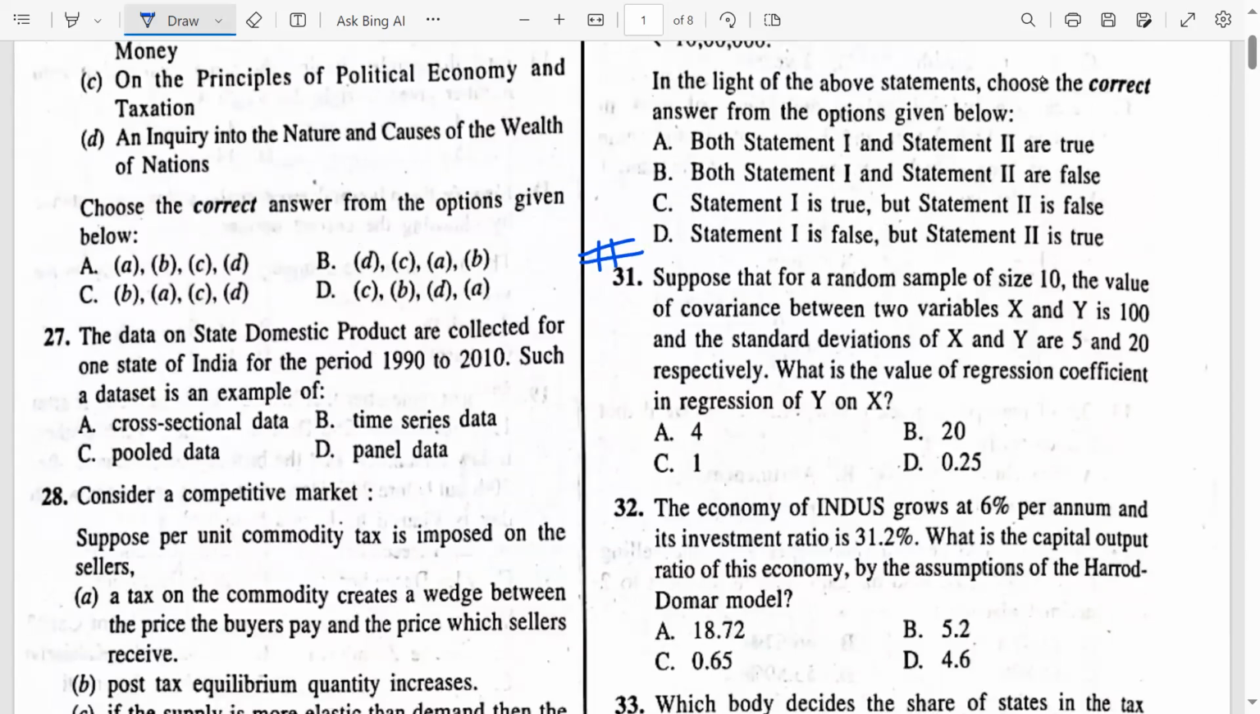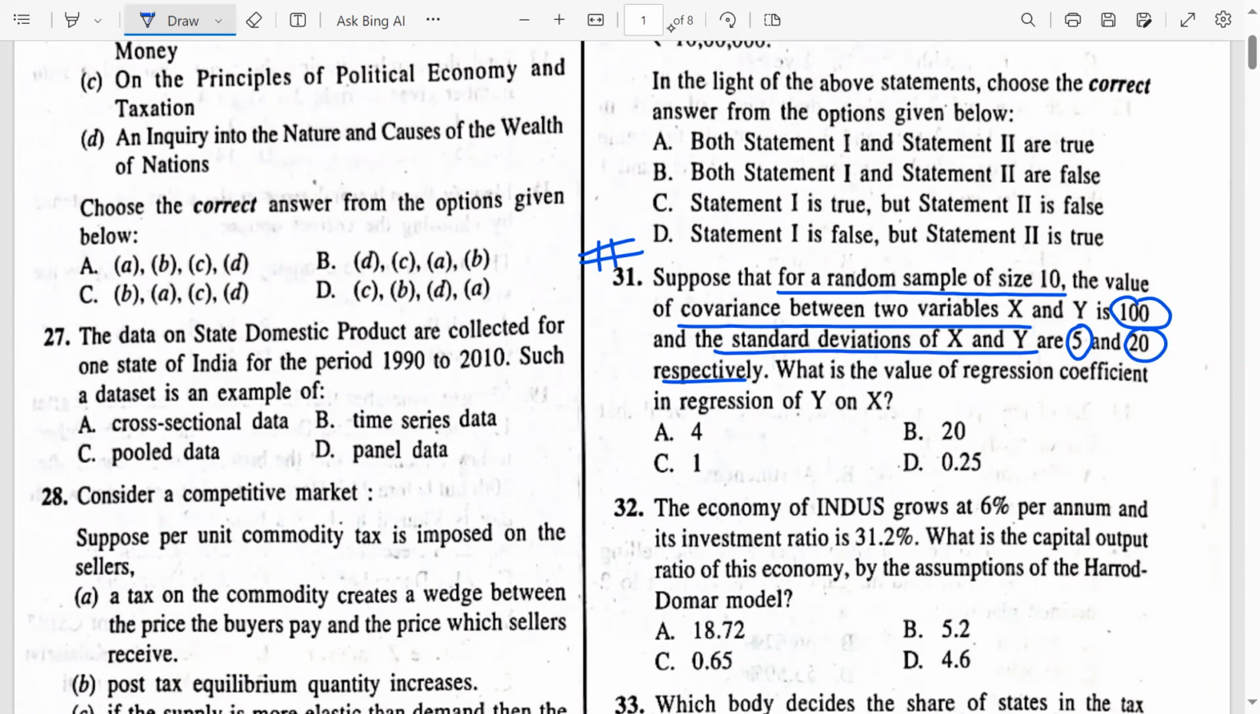So let's quickly look at question number 31. Suppose that for a random sample of size 10, the value of the covariance between two variables x and y is 100. The standard deviations of x and y respectively are 5 and 20. The question asks us, what is the value of the regression coefficient in the regression of y on x? We have done regression in our lectures on introductory econometrics. Let me quickly come to the whiteboard and explain this problem to all students.